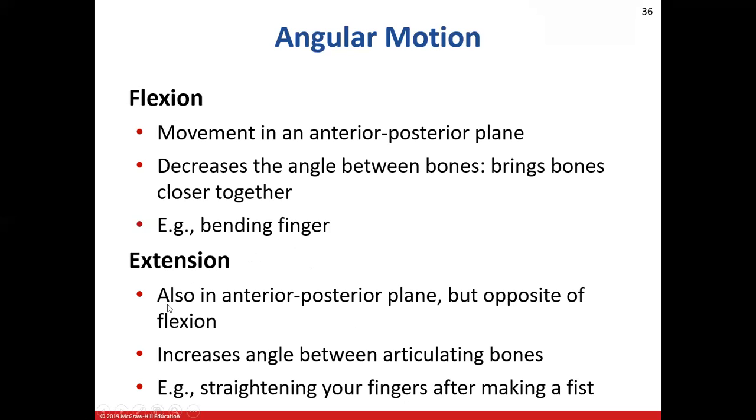If we look at extension, it's also in the anterior posterior plane, but it's the opposite of flexion. What this does is it increases the angle between the articulating bones. So again, an example would be straightening your fingers after you've made a fist. Making a fist is going to involve finger flexion. Straightening your fingers is going to involve finger extension.